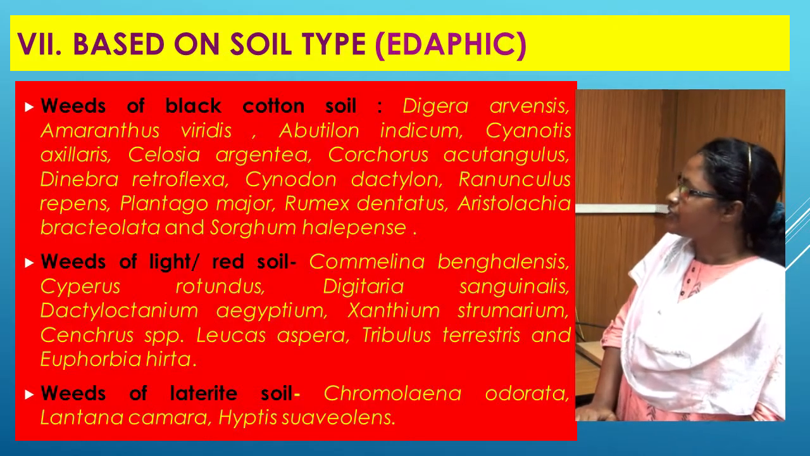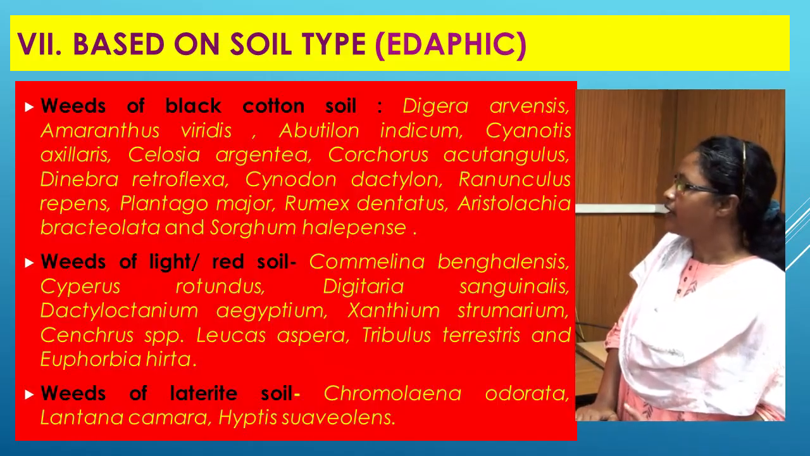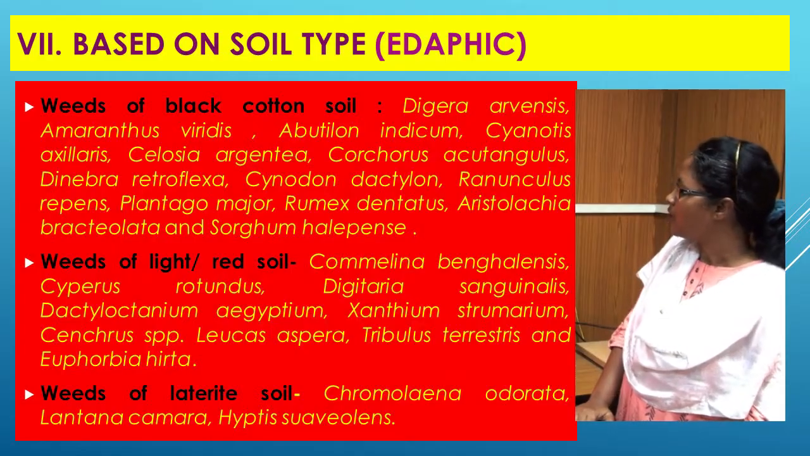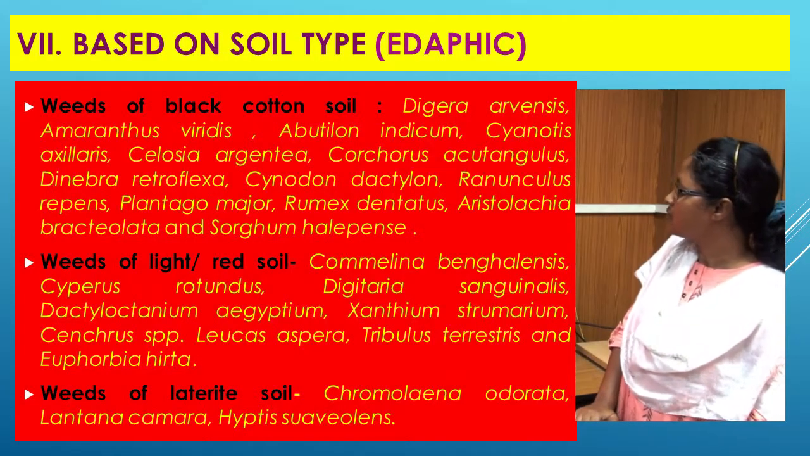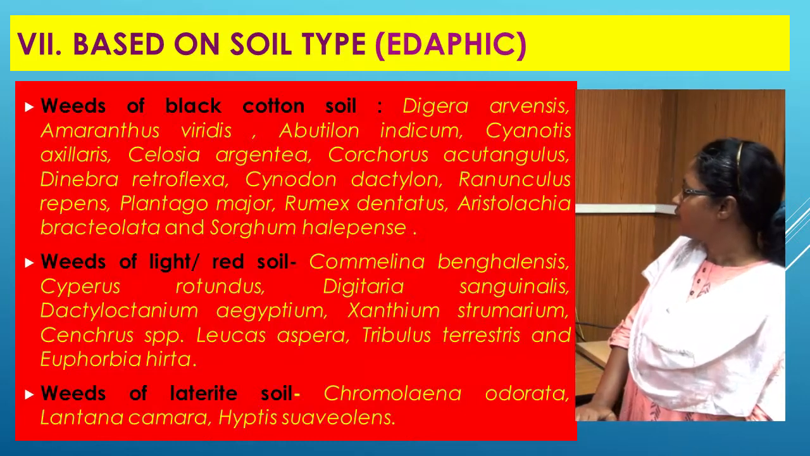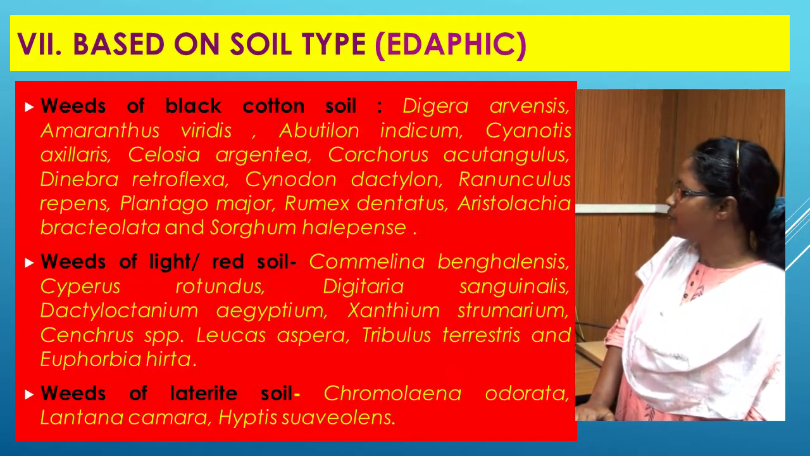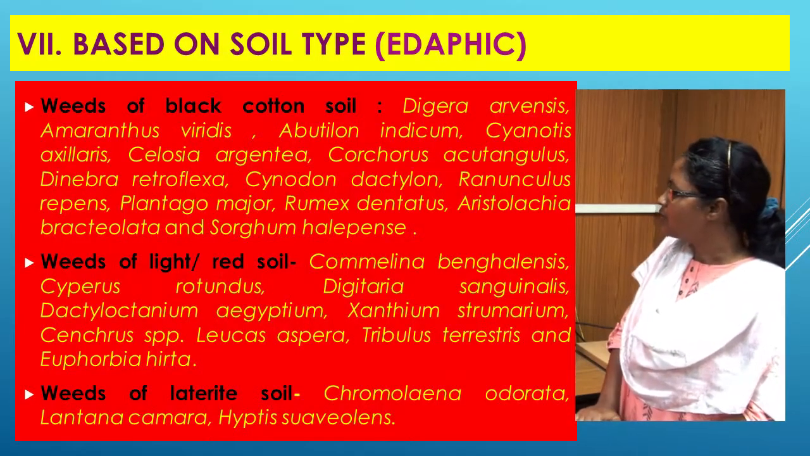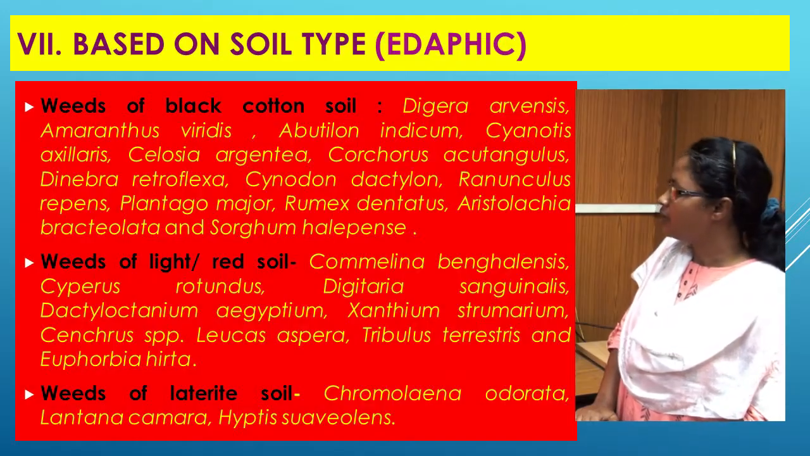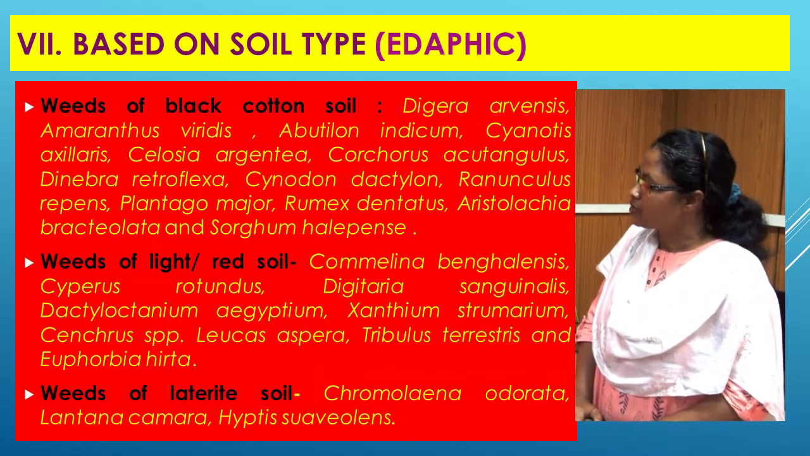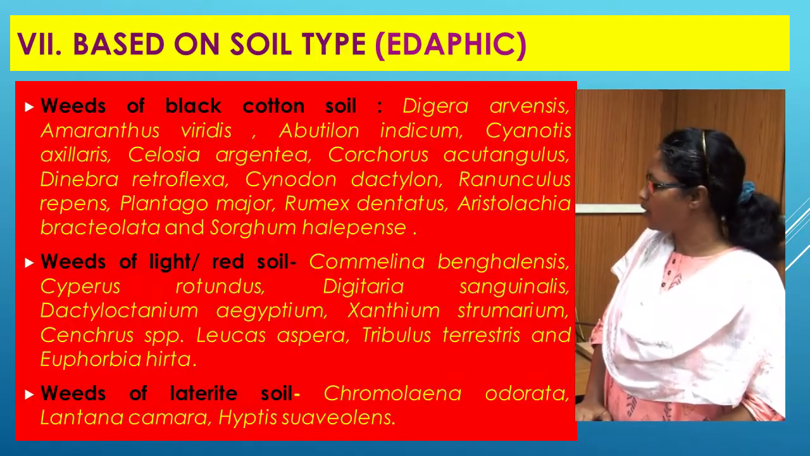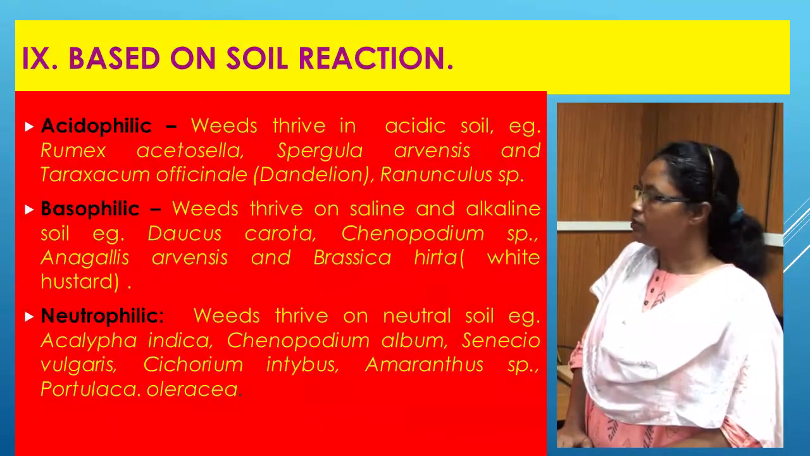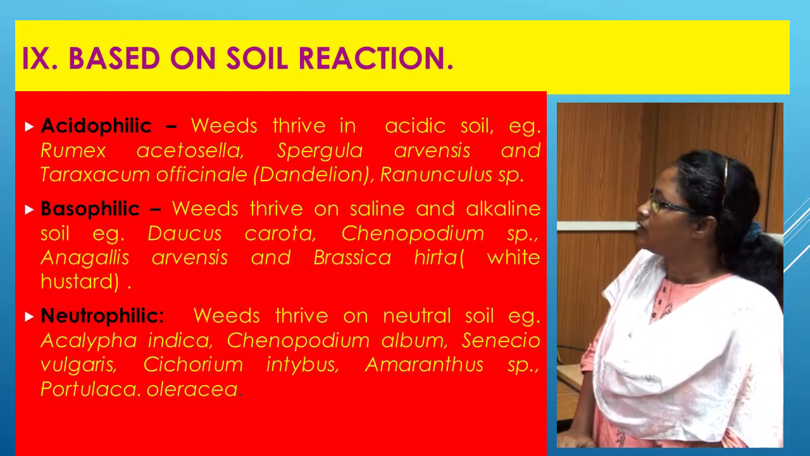And weeds which are found in red soil or red loam soils are categorized in this class. And the example is Commelina benghalensis, Cyperus rotundus, Digitaria sanguinalis, Dactyloctenium aegyptium, Xanthium strumarium, Cenchrus species, Achyranthes aspera, Tribulus terrestris and Euphorbia hirta. Similarly, weeds which are common in laterite soils are Chromolaena odorata, Lantana camara, Hyptis suaveolens. Second, on the basis of soil reaction.